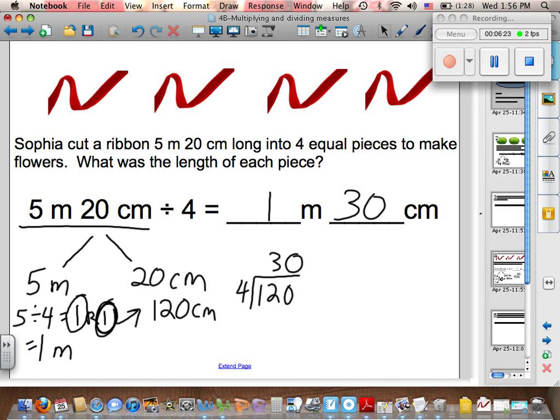So the key to dividing measure is remembering to divide the larger unit first, because if we didn't, we wouldn't have been able to exchange for those centimeters. Let's try one more.